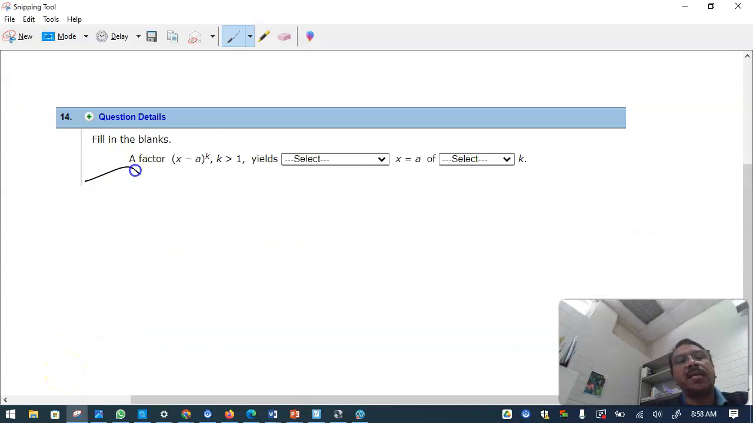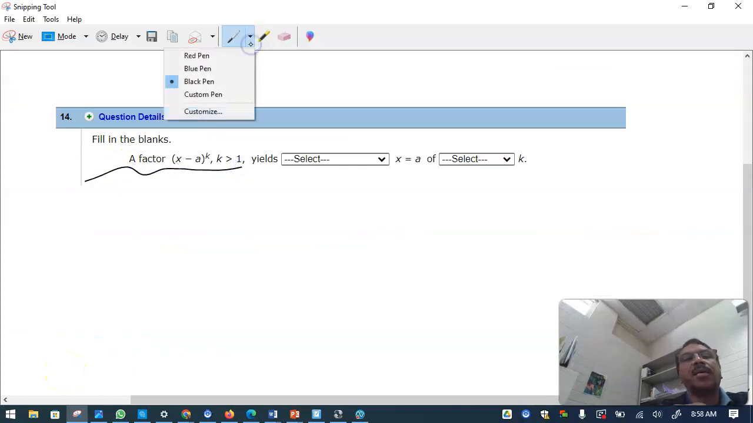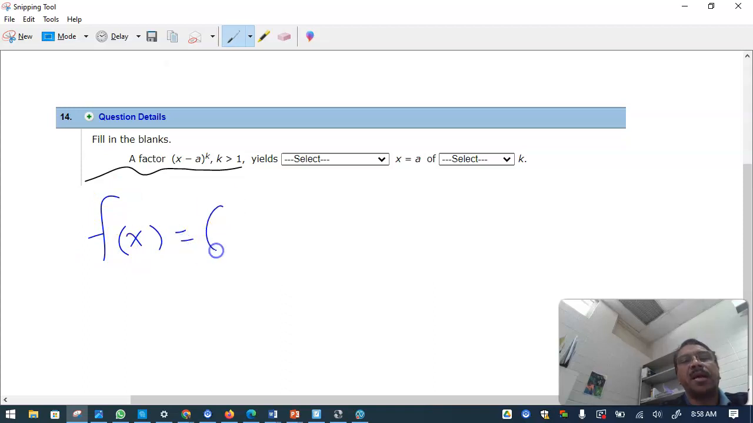When you look at this, it looks a little confusing. So I want to take an example. Let's say if it was f of x, instead of the a, let me take it like minus 2, and instead of k should be greater than 1, it can be 3, 4, 5. I'll just put 4. So what does that basically mean?